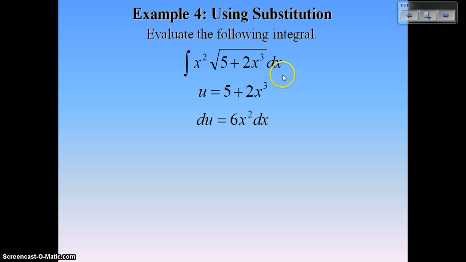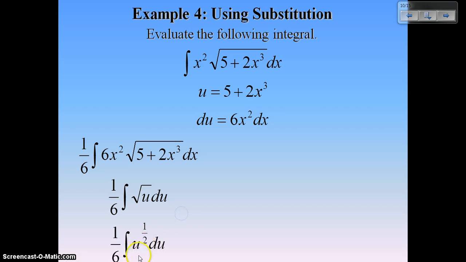Now, if I look up here, this all right here would be u, so square root of u, x squared dx. I've got x squared dx, but I need 6x squared dx, so I need a 6 here. Well, if I put a 6 here, no big deal. I'll come out here and offset that with a 1/6. 1/6 and 6, both multiplication, would cancel out. Now, this becomes the square root of u. 6x squared dx becomes du.